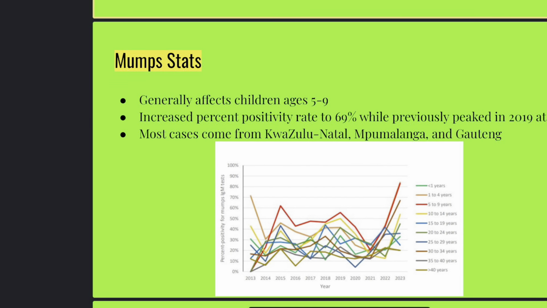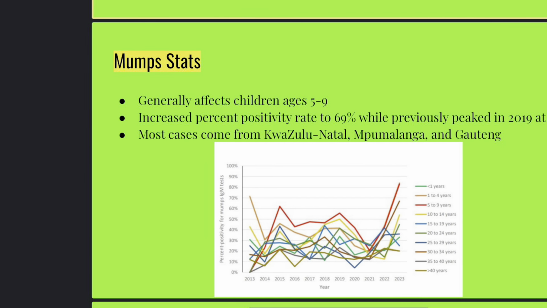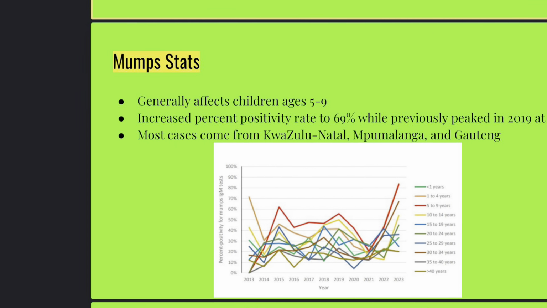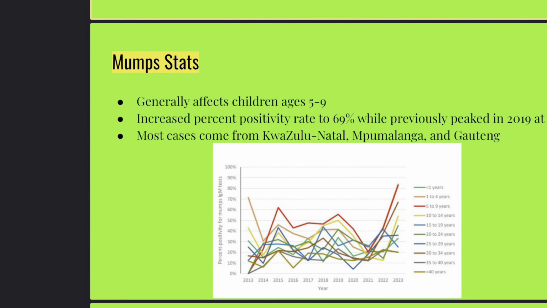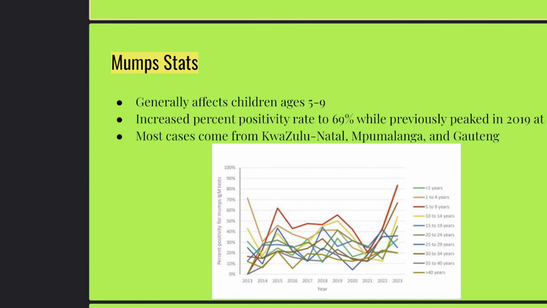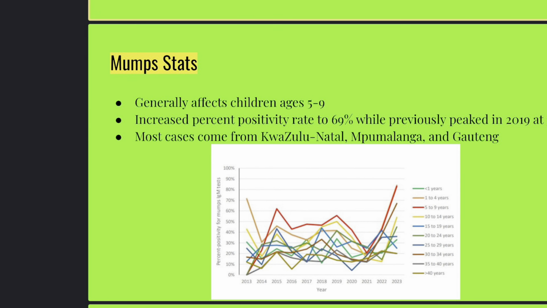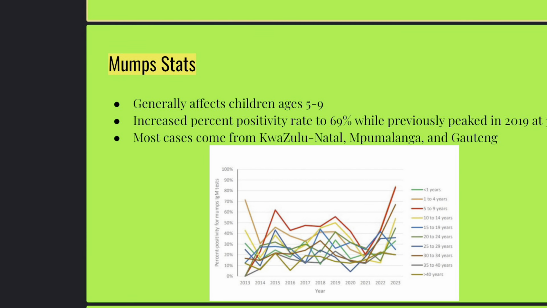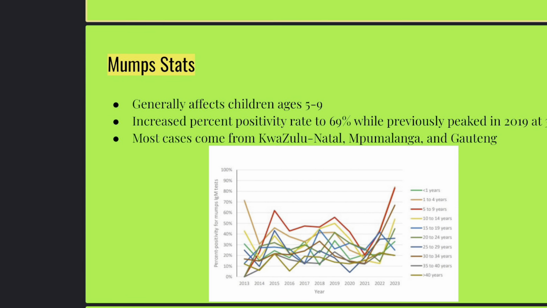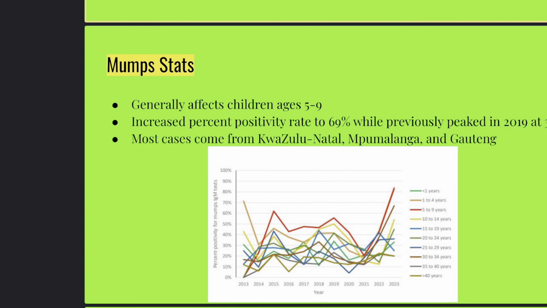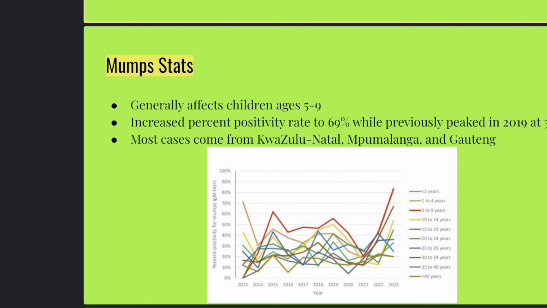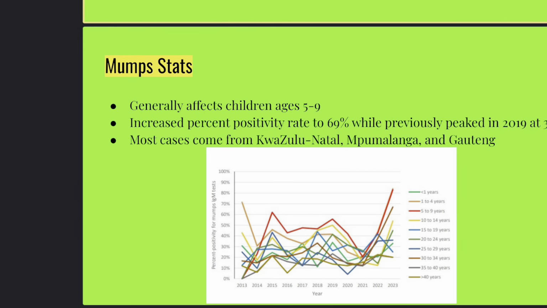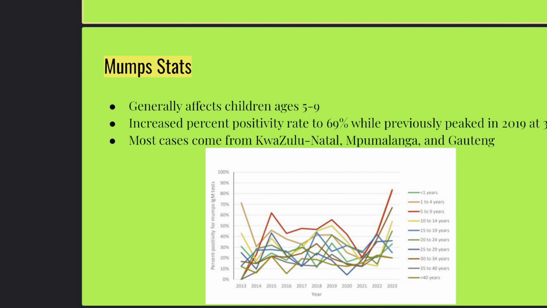The yearly positivity rate had previously peaked at 39% in 2019, but now the rate is at 69%. This increased rate of mumps makes it an outbreak. Children 1 to 4 years old had the highest positivity rate at 84%, followed by children 5 to 9 with a percent positivity rate at 83%, then 30 to 34-year-olds with 67%, and 10 to 14 following right behind them at 54%.